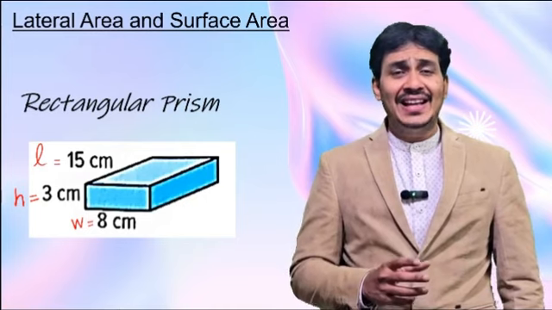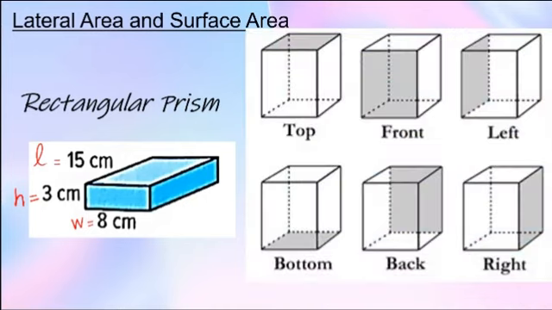Also, we need to learn that a rectangular prism has 6 faces. Faces or surfaces, as you can see: top and bottom, front and back, left and right. So there are 6 faces. Keep the 6 faces in mind because we are going to use them.